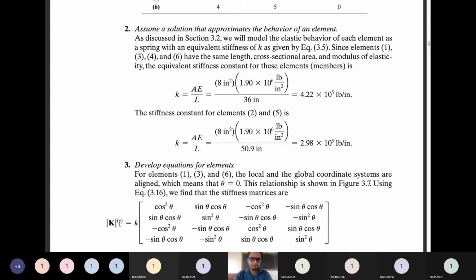You can see here how many are making 0 degree: element number 1, element number 3, and 6. They are completely horizontal, so they are making 0 degree. You can put theta equals 0 here, and you can develop your element stiffness matrix.